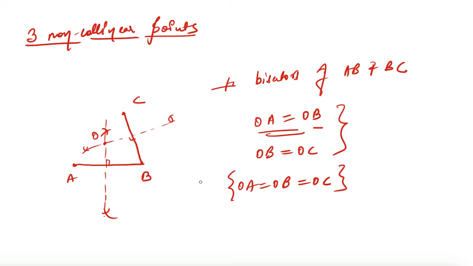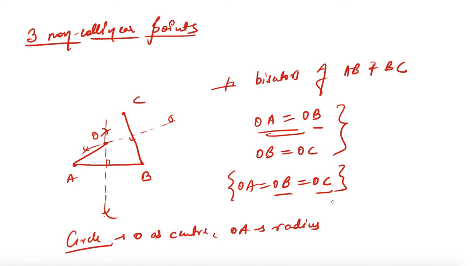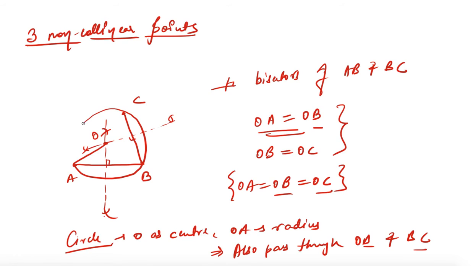Now, if I draw a circle taking O as the center and OA as my radius, I know that OA is equal to OB is equal to OC, so that circle will also pass through points B and C. Because all three radii are equal, that circle will surely pass through B as well as C. Hence, I got one circle which passes through the given 3 points.